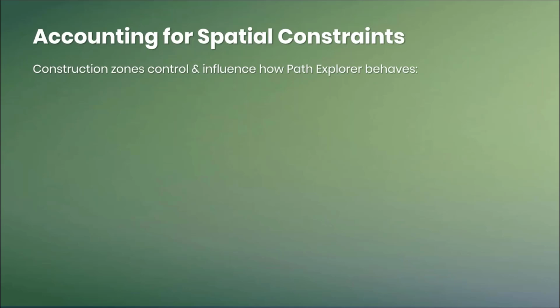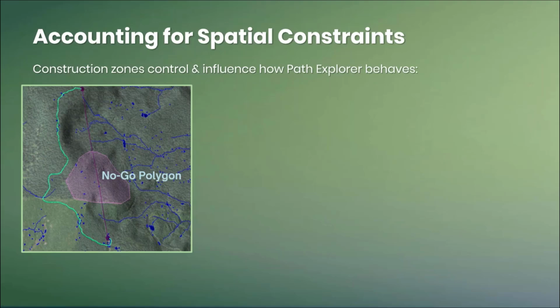So here we call our spatial constraints construction zones. And construction zones really allow us to determine areas of higher or possibly lower cost. And there's a few different kinds of them. The first kind of construction zone is a relatively straightforward concept. It's a no-go polygon. These can be great for, say, an archaeological site or a right-of-way constraint. Including that type of area as a no-go polygon will prevent Path Explorer from entering the polygon. So it fully restricts it.